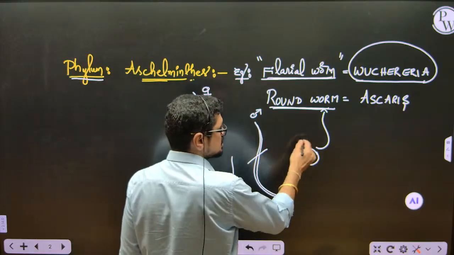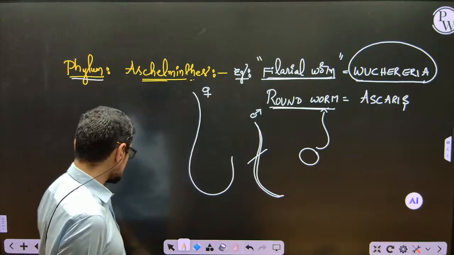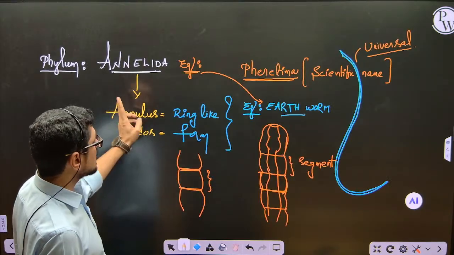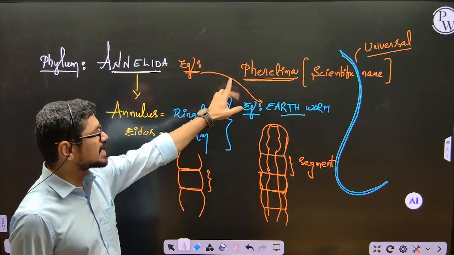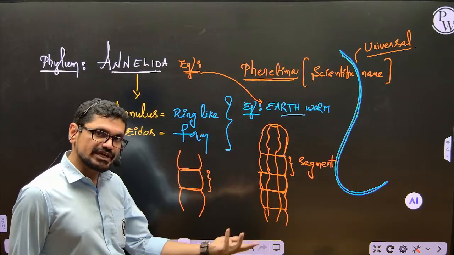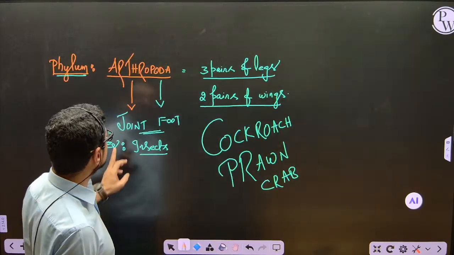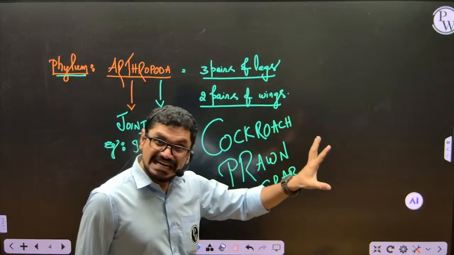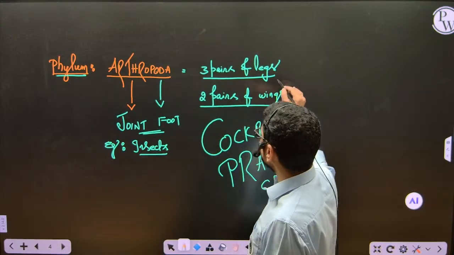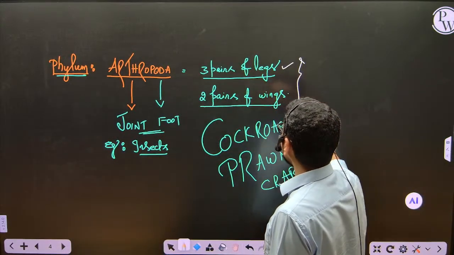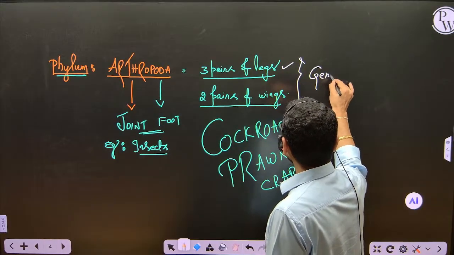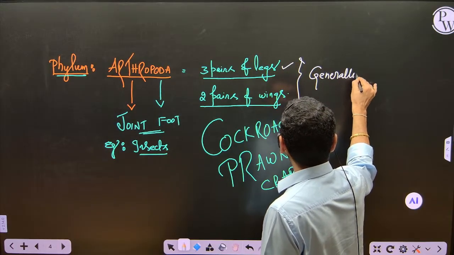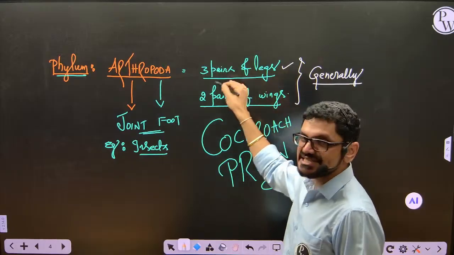If you make a section, it appears round. That is the reason why it is called roundworm. And Annelida, earthworms are the best example. The scientific name is different, the common name is different. And Arthropoda, where jointed legs are present. Three pairs of legs are generally present and two pairs of wings are present, generally. Why generally? Because in all arthropods, these characters are not seen.